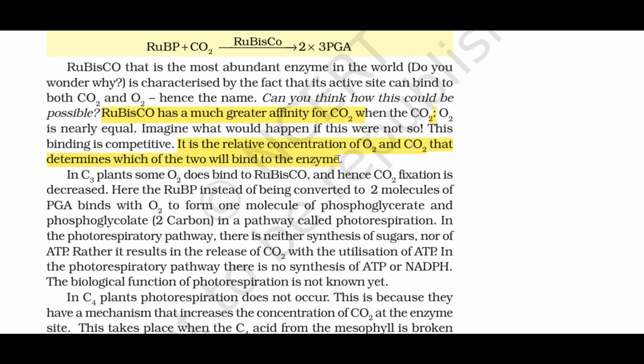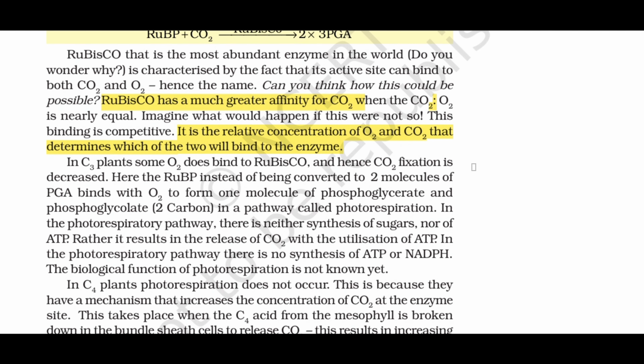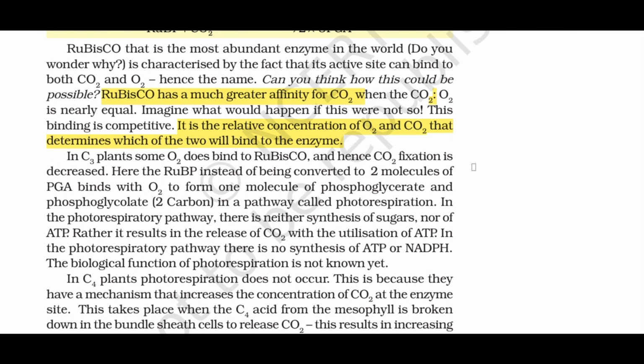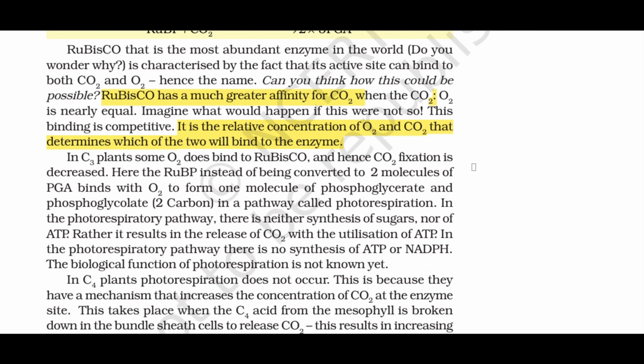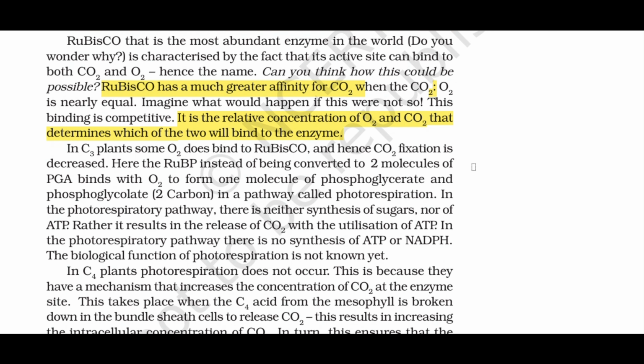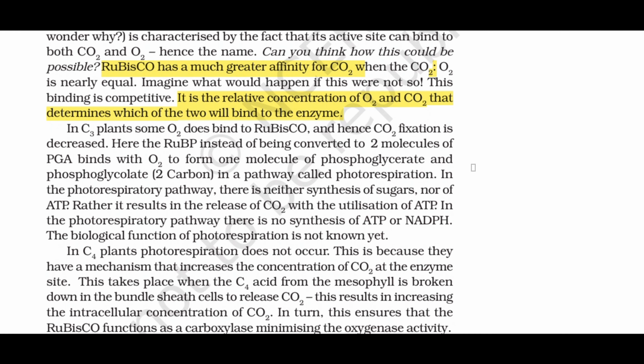In C3 plants, some O2 does bind to Rubisco, and hence CO2 fixation is decreased. Here the RuBP, instead of being converted to 2 molecules of PGA, binds with O2 to form 1 molecule of phosphoglycerate and phosphoglycolate, 2-carbon, in a pathway called photorespiration. In the photorespiratory pathway, there is neither synthesis of sugars nor of ATP. Rather, it results in the release of CO2 with the utilization of ATP. In the photorespiratory pathway, there is no synthesis of ATP or NADPH. The biological function of photorespiration is not known yet.